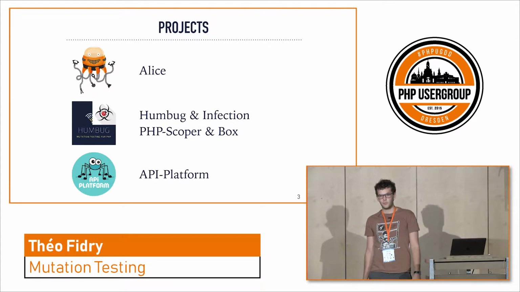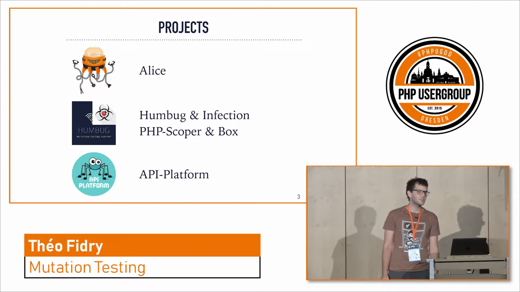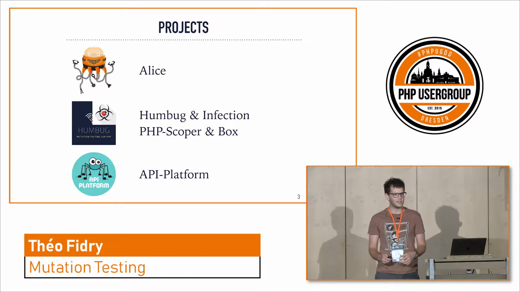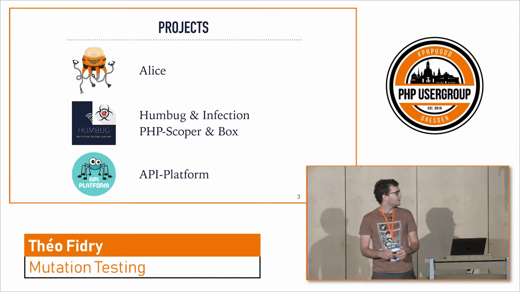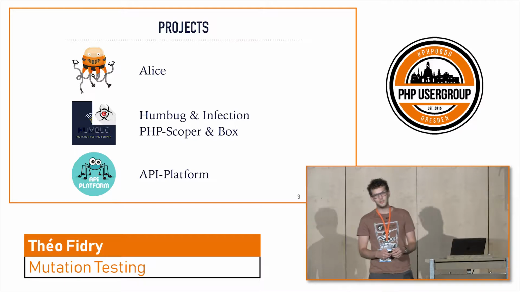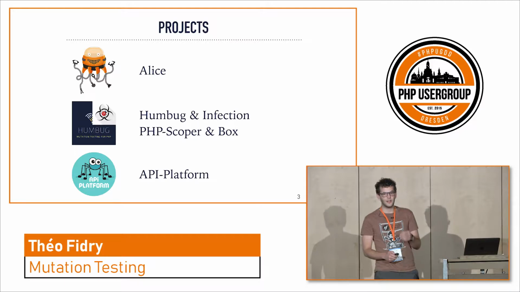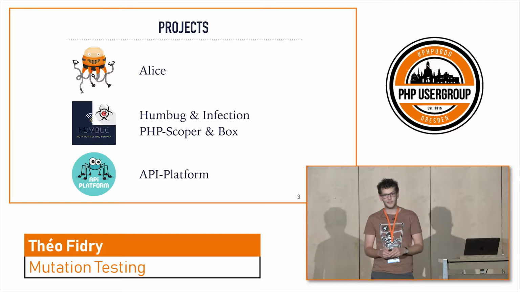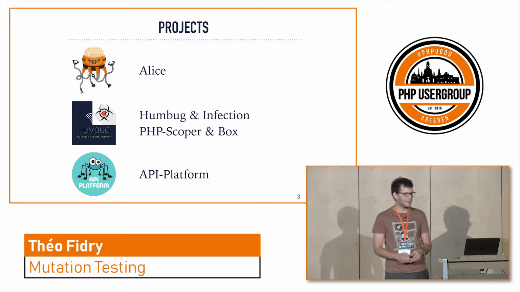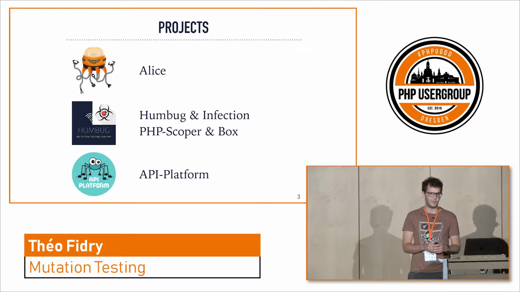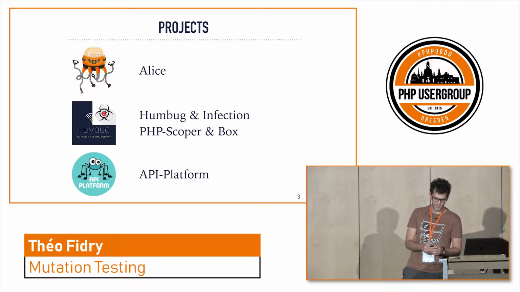So a few projects I'm working on. Alice, which is a library to help you generate fixtures for demos or tests. Infection and Humbug, mutation testing tools. Coincidence. PHP-Scoper and Box, tools to isolate dependencies and build phar files. I won't dig much into it because it could be a talk on its own. And API Platform, a framework to build APIs. If you ever have to write an API, do check that project first. It's going to help you out a lot.